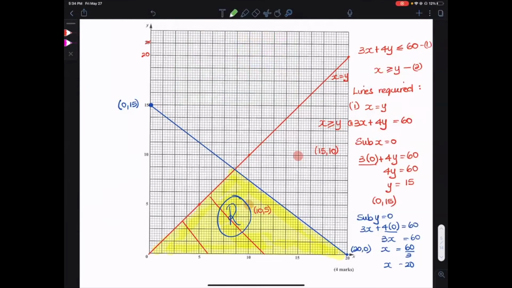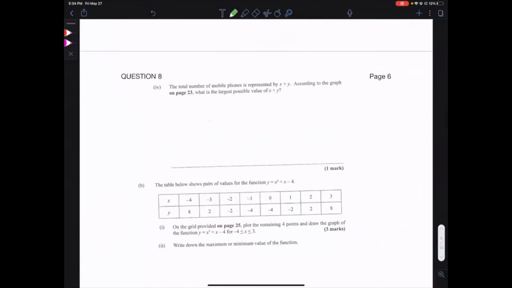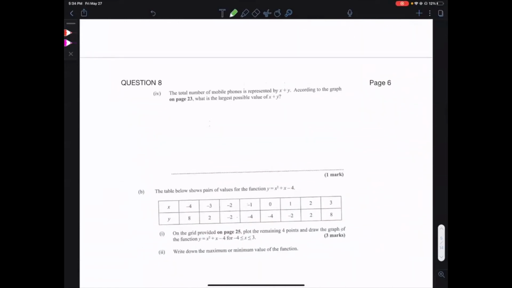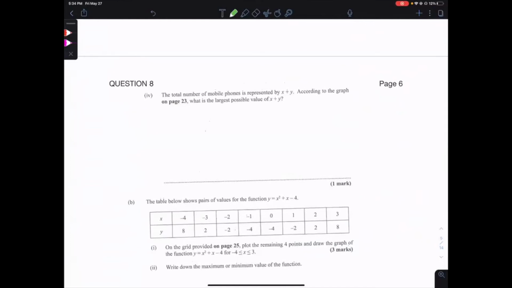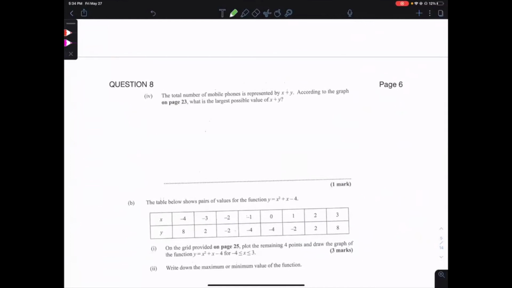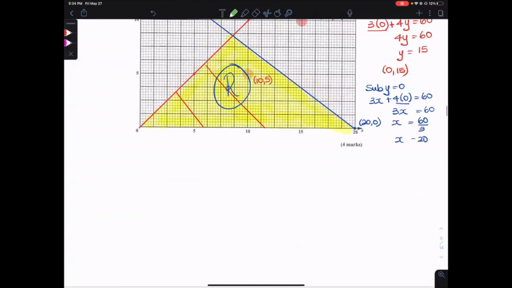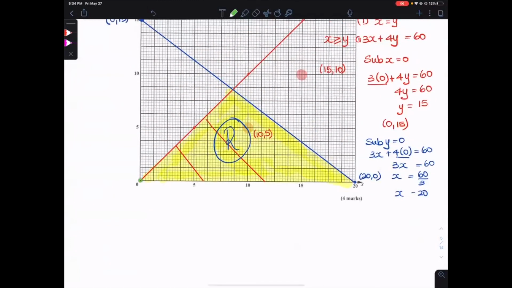Yes, miss. All right. The last part of the question, we want the total number of mobile phones, which is represented by X plus Y. According to the graph, what is the largest possible X plus Y? So they are asking you for the largest point on the vertex.